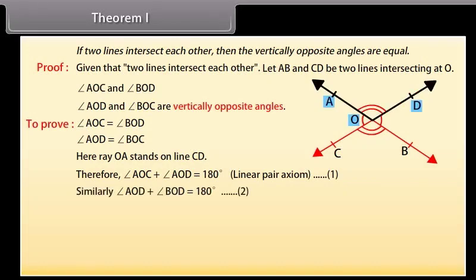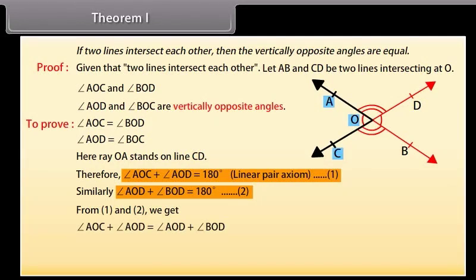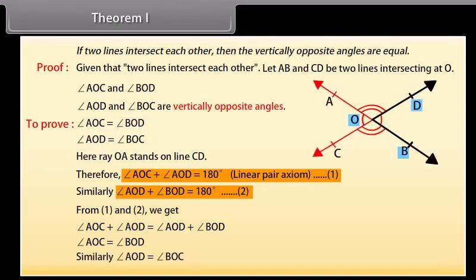Similarly, angle AOD plus angle BOD is equal to 180 degree. Mark it as 2. From 1 and 2 we can write angle AOC plus angle AOD is equal to angle AOD plus angle BOD. This implies that angle AOC is equal to angle BOD. Similarly, it can be proved that angle AOD is equal to angle BOC.